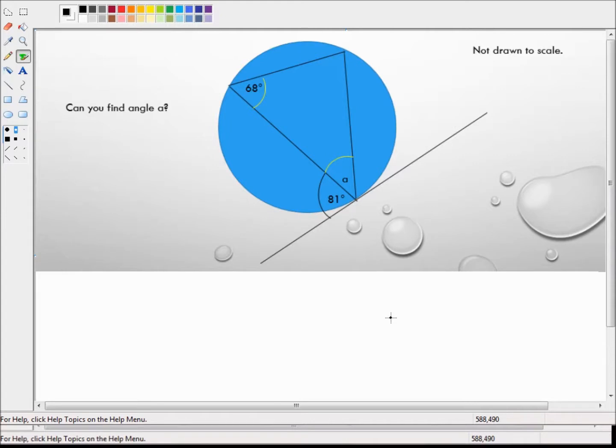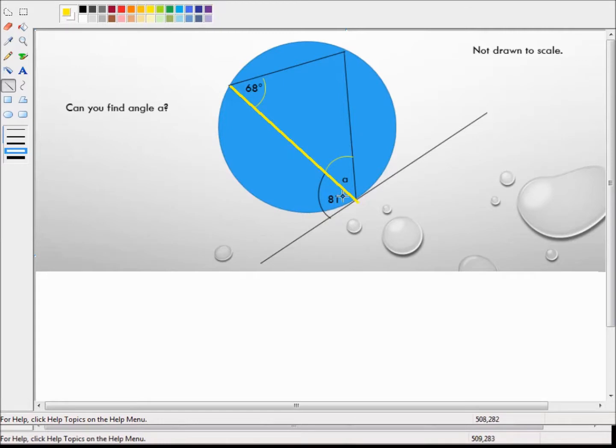Alright, so we asked, can we find angle A? Okay, well there's two ways we could have gone about this. One way is to consider this chord, which I'm going to put in yellow. So I'm going to take this as the chord. Let's make it thicker so we can see it. So this is the chord we're thinking about.